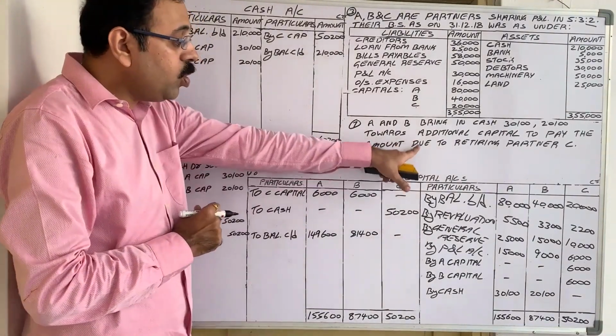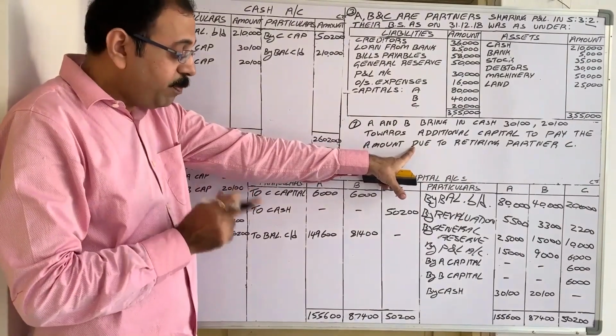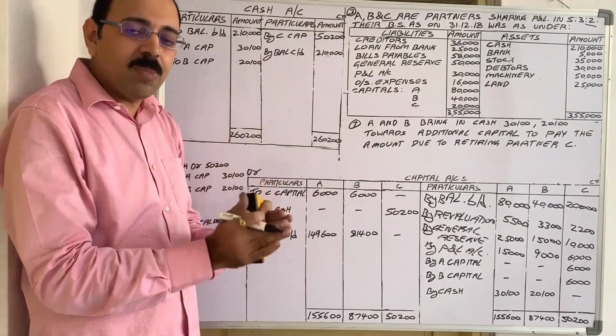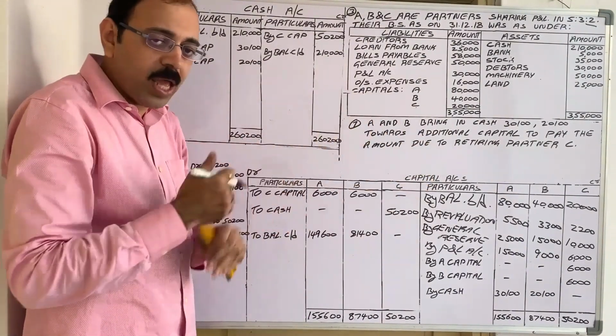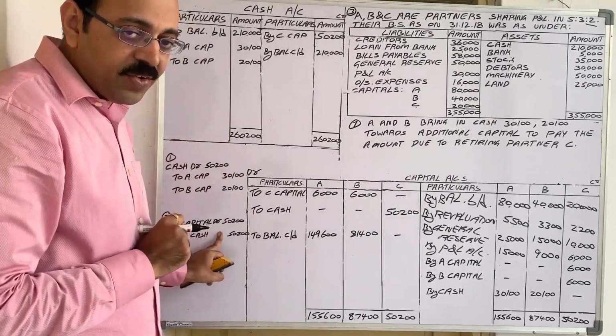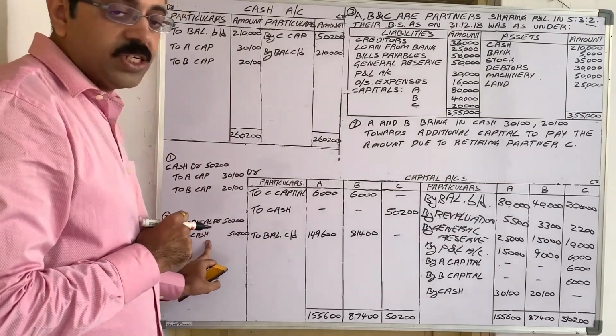And even though no information is given here, it means we paid 50,200 rupees to C. Because for that purpose only, existing partners brought amounts now. So for that payment also we have to write the entry. What is the entry for that? C capital account debit to cash.